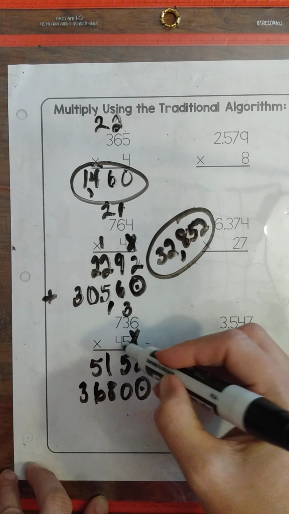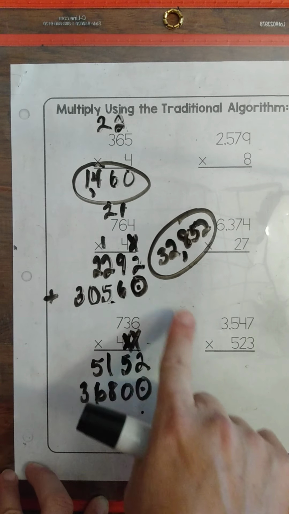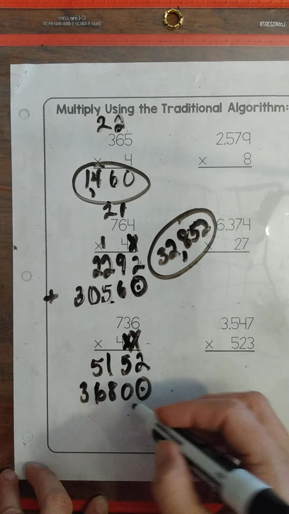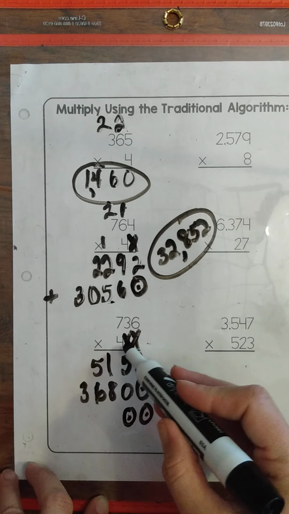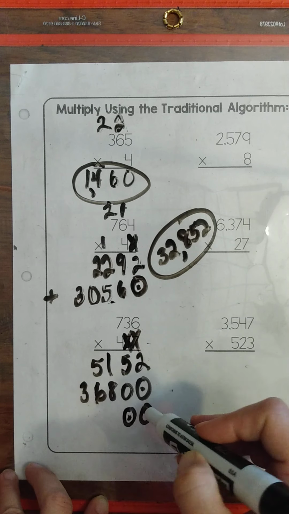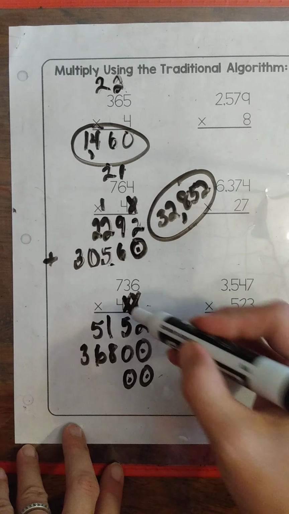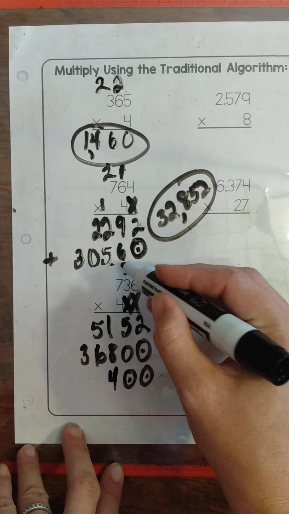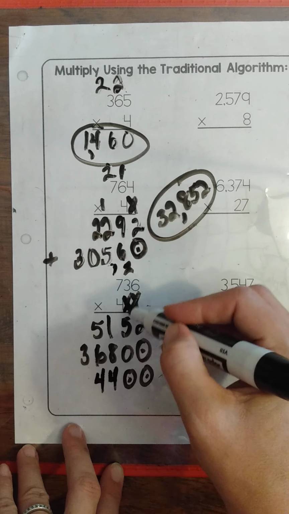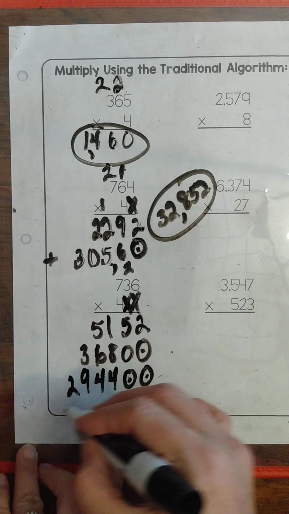And again, since I'm multiplying by a 3-digit number, I'm going to need to add in 2 placeholders because I have 2 X's here. Now I need 2 O's, 2 placeholders. 4 times 6 is 24. 12, 14. 4 times 7 is 28, 29.